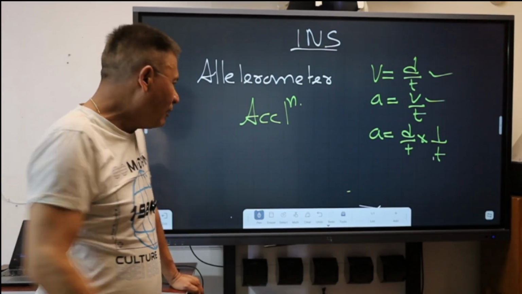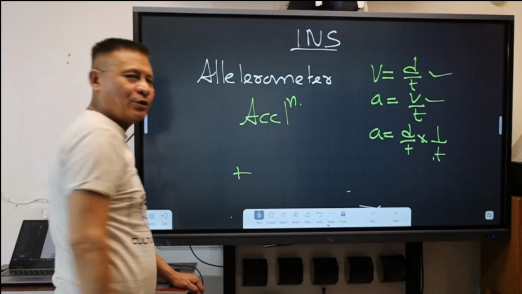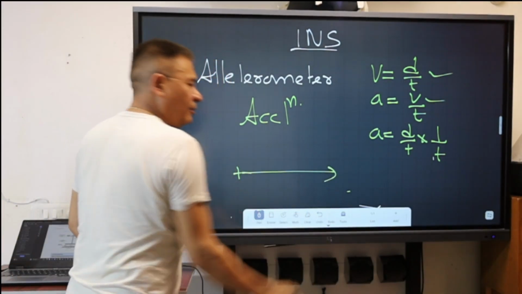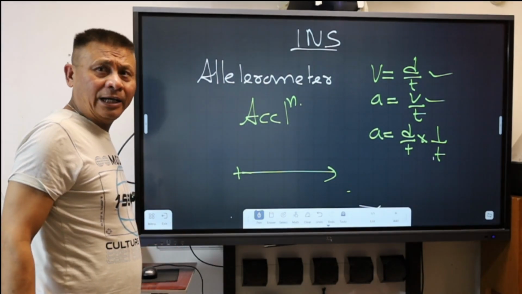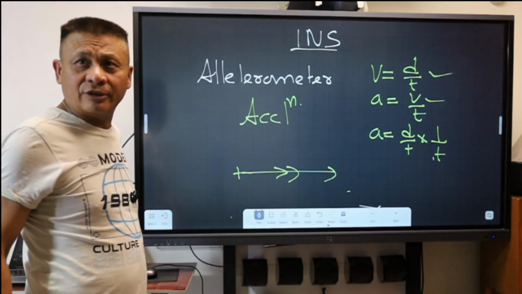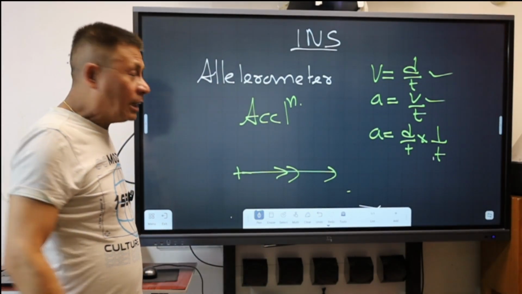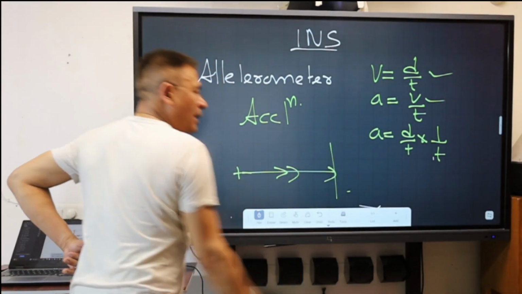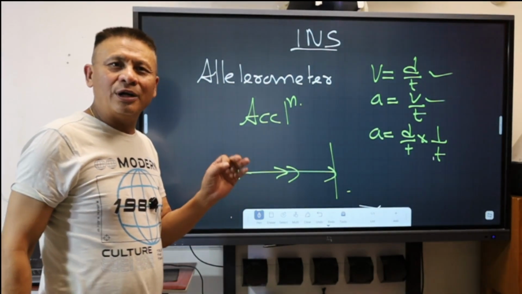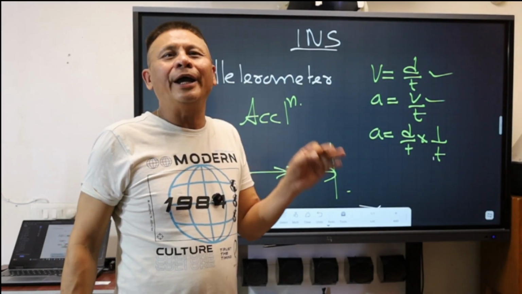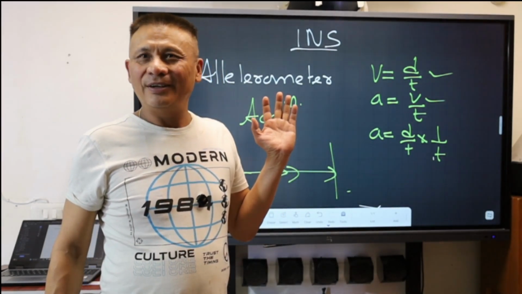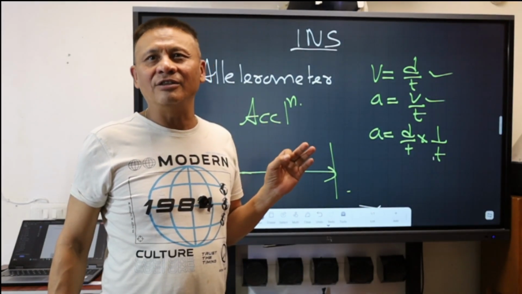Isn't it? So now let us say that if you start from this position and you start accelerating towards this direction, and if I can calculate the acceleration, I can find out the velocity in this direction, am I right? And I can also find out the displacement in this direction. So it is as good as finding the position of the aircraft from the starting point, right? So this is what INS does.